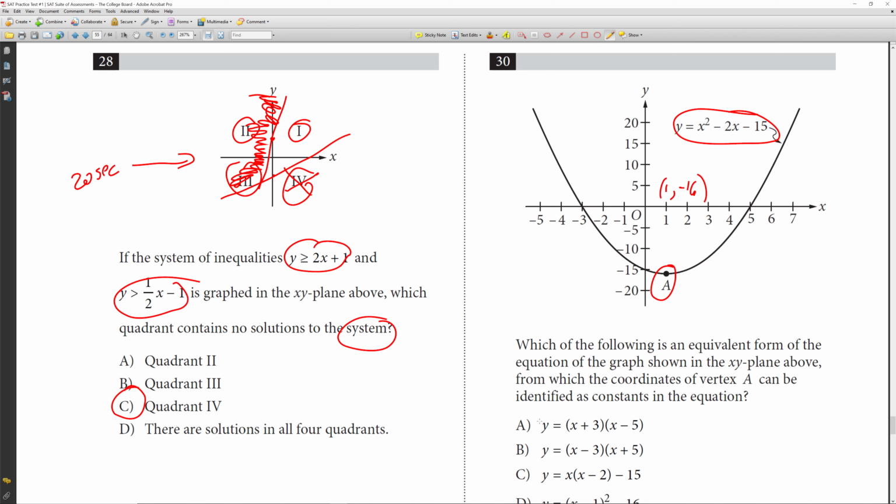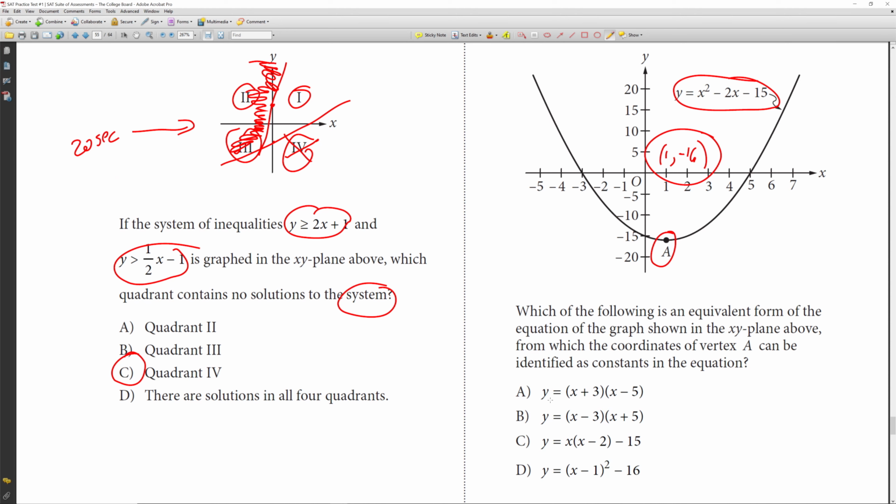Which of the following is an equivalent form of the equation of the graph shown in the xy plane above, from which the coordinates of the vertex A can be identified as constants in the equation? So that means you need to use these points in your equation, in your answer. So just based on that, none of these make sense. The only one that does is D, because I have x of 1 and a y of minus 16.